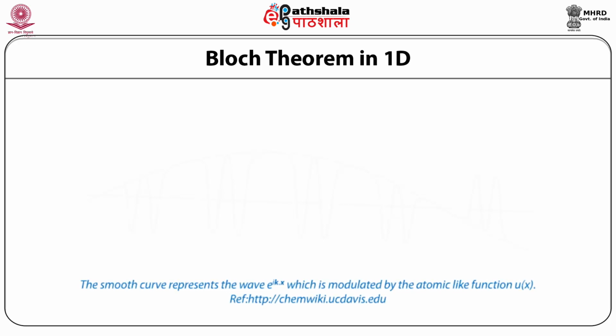This is a very nice figure, and as you can see from here, this basically tells you what exactly a Bloch function is. A Bloch function is a wave. The smooth curve represents the wave e^{ik·x}, which is modulated by the atomic wave functions u(x). So we have now two waves here, one which is the traveling wave e^{ikx}, and the other is the atomic wave function u(x).